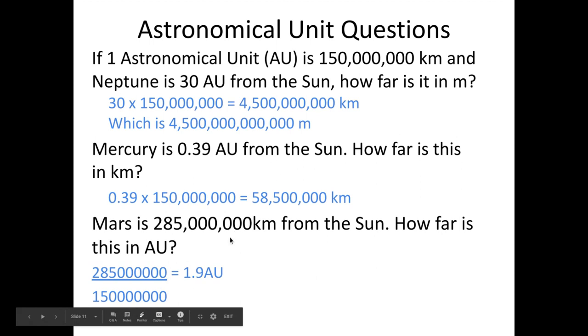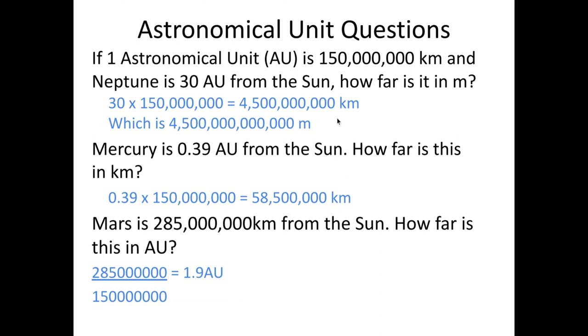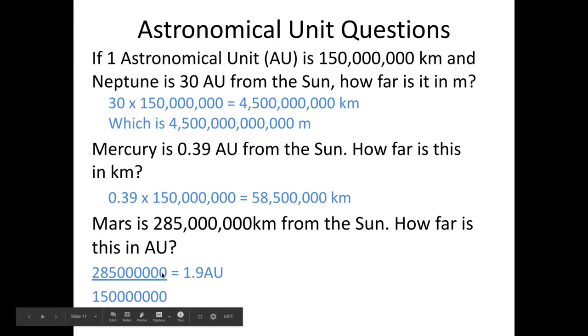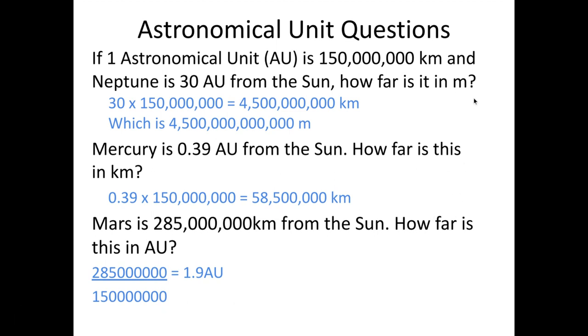So it depends which way you're going as to whether you're working out. If you're working out AUs into kilometers, we need to times by our standard AU in kilometers. If we want to know how many AUs that is, then we need to divide by our standard AU kilometer amount, which is 150 million. So just be careful with that bit because you're going to be doing that later in your work. So really make sure you understand when to divide and when to times.